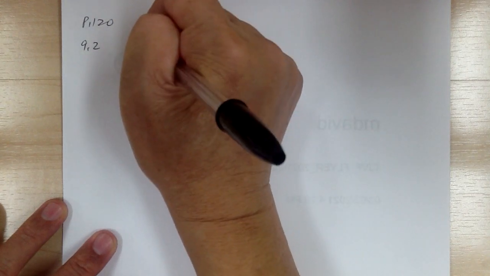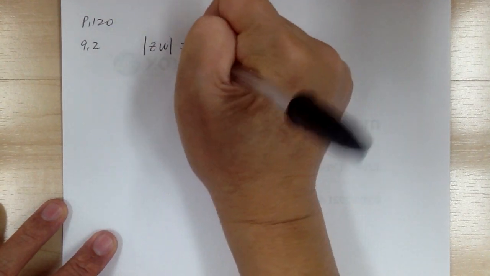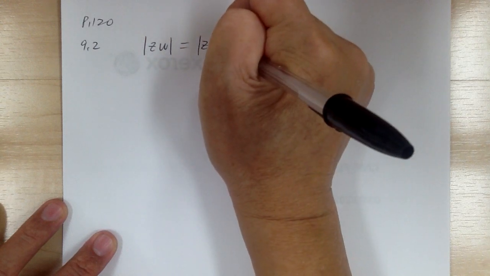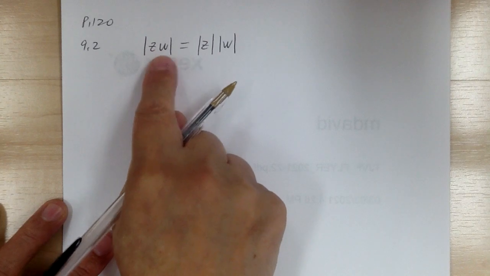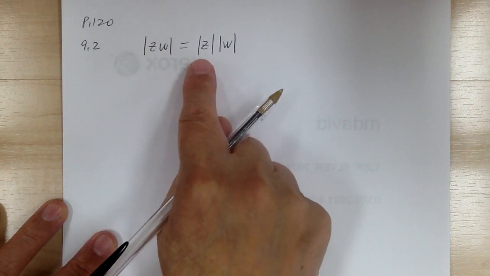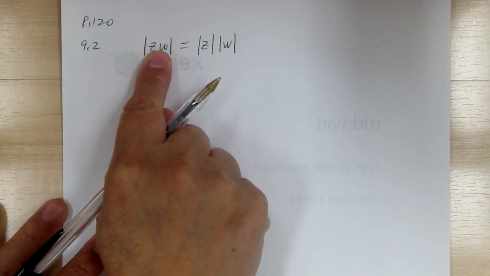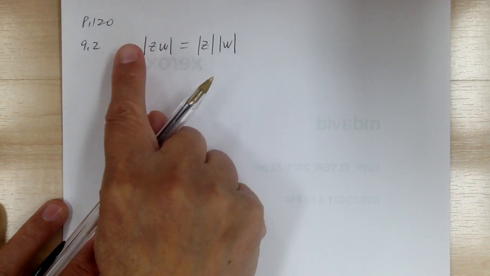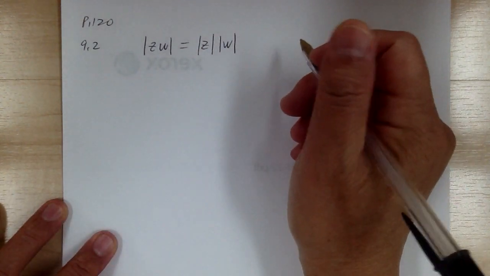So if you have the absolute value or magnitude of z times w, you can separate the two. So if you're going to find the magnitude of the product, you can find the individual length or magnitude first and multiply. So you can multiply first, then find the length, or you can find the length first and then multiply. Okay? Same thing with division.